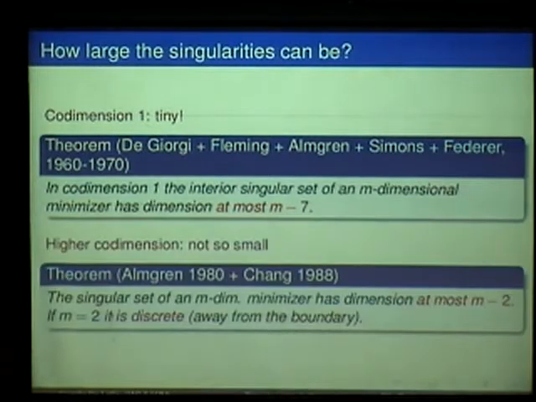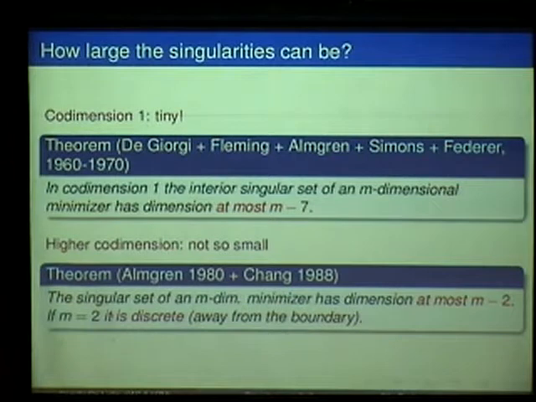In higher codimension, you know from the start that the singular set cannot be as small as for hypersurfaces, because you have these holomorphic curves in which you know that the singularities have real codimension two. And this is also optimal. There is a famous theorem by Almgren, proved around the 70s, and I think typewritten in 1980, which tells you that the singular set of an m-dimensional minimizer has dimension at most m-2 in general.